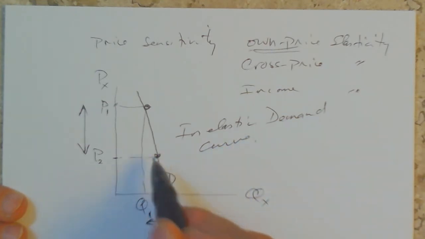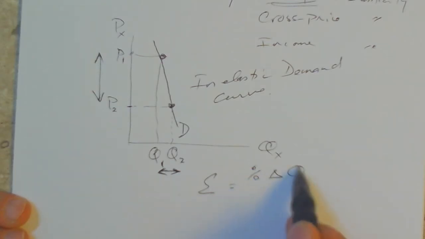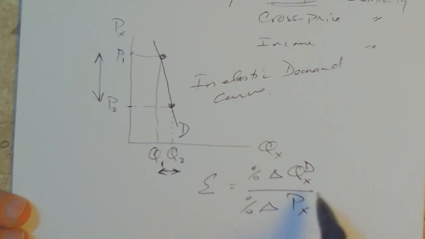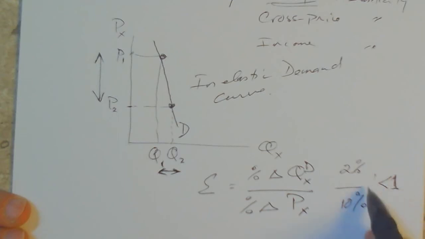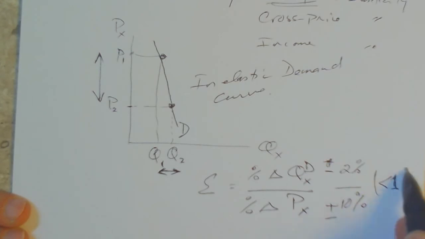How do you measure this? Elasticity is defined as the percentage change in quantity demanded for a good X when there's some percentage change in price of the same good. Here, if we raise the price 10%, quantity demanded changes by maybe 2%. If you divide these two, you get a less than 1 value. It's always a negative number, because you increase the price and the quantity demanded declines, or you decrease the price and the quantity demanded increases. So we ignore the sign, know it is negative, and just look at the magnitude. If it's less than 1, we call it inelastic.